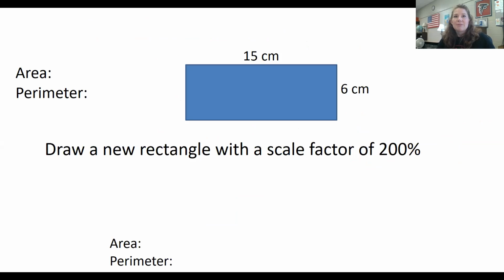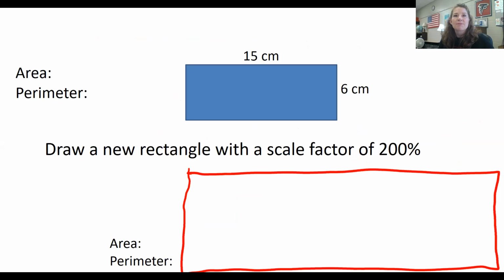Then on this screen, it wants us to draw a new rectangle with a scale factor of 200%. So what does that mean? What is 200% equal to as a decimal? Move your decimal 2 places to the left, and we'll find a rectangle that's literally twice, which of course I have to eyeball. The new rectangle should be twice the size of the old one. So instead of 15 centimeters, this is going to be 30 centimeters because we multiply 15 times 2. So 200% is the same as 2.0. If this is 6 centimeters, double that would be 12 centimeters.